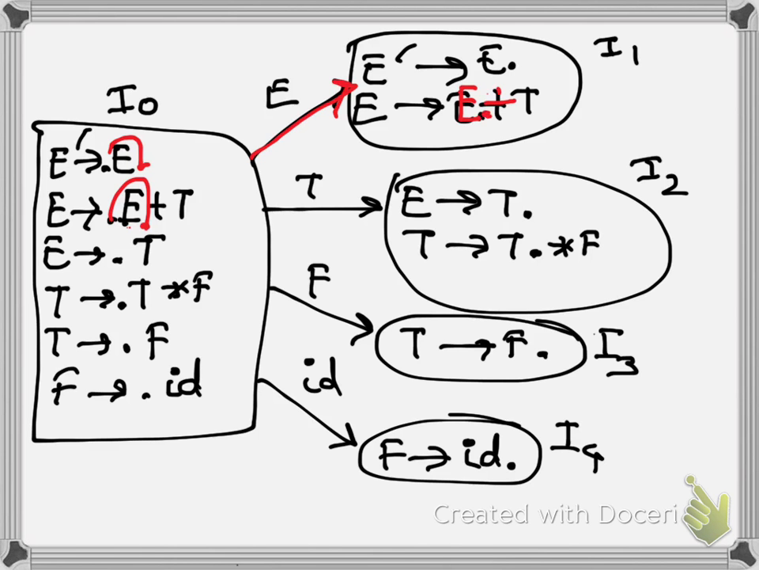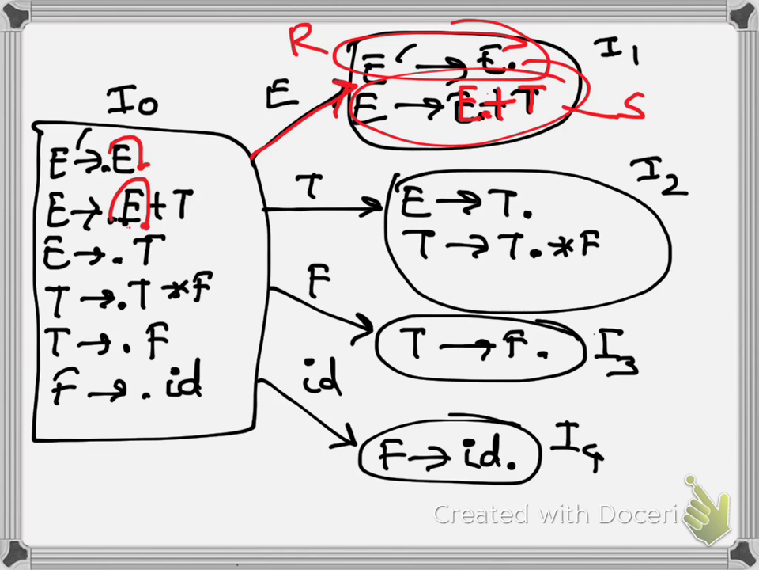E dot plus T. So if you see in this state I2, you have one reduce, this is a reduce, whereas this is a shift. This is a shift move. So in our LR0 parsing, this would have created a shift reduce conflict.